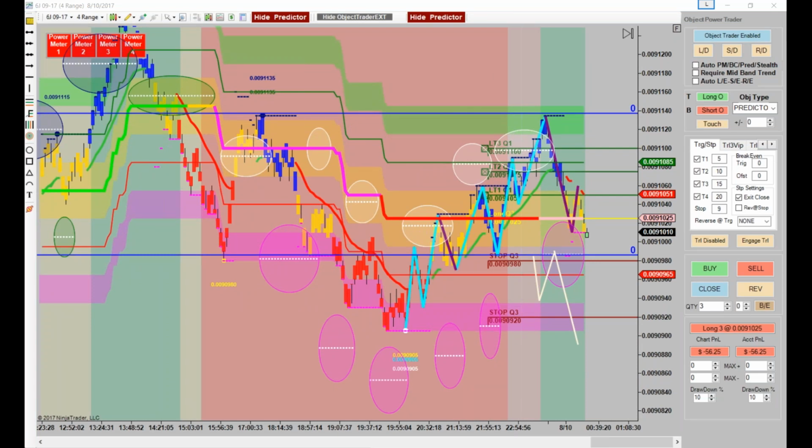Okay? And we're going to talk today also about using stealth. We're going to talk today about using the lightning type trade. And we're going to talk about using, of course, this predictor trade. And also the region trade, too.